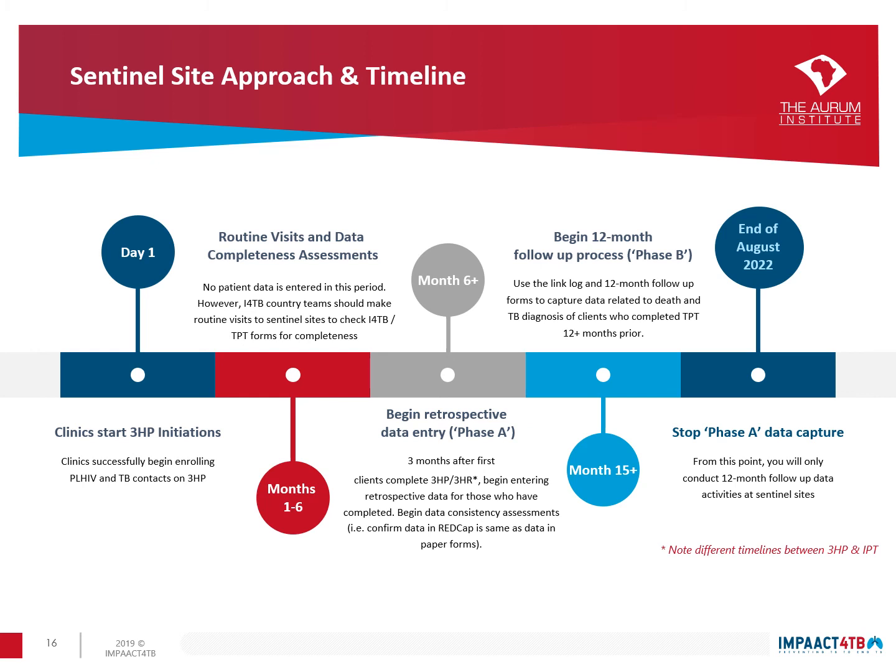So at month 6, we will then begin retrospective data collection, which we have referred to as phase A. So we will collect phase A data from month 6. And this is 3 months after the clients complete 3HP or 3HR. Important to note here that the timelines will be different for those initiated on isoniazid preventive therapy. At the same time, the teams should also begin data consistency assessments, basically confirming if data in REDCap is the same as the data in paper forms.